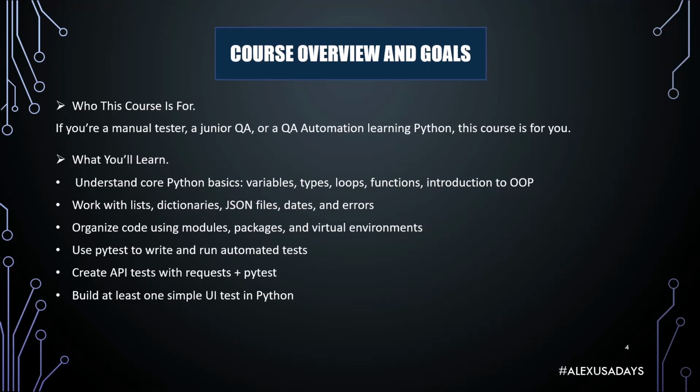What you will learn. You'll understand core Python basics: variables, types, loops, functions, and an introduction to OOP. We will work with lists, dictionaries, JSON files, dates, and errors. You will organize code using modules, packages, and virtual environments. We'll use pytest to write and run automated tests. We'll create API tests with requests plus pytest. We'll build at least one simple UI test in Python.